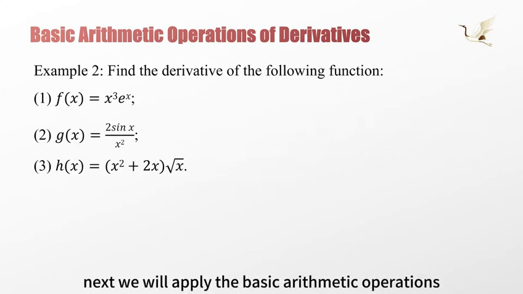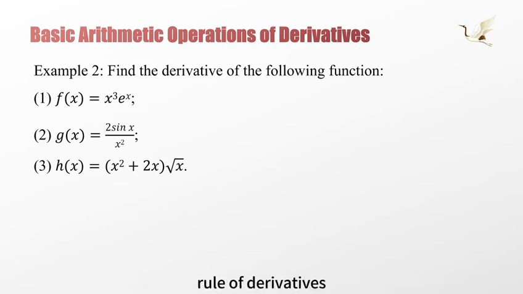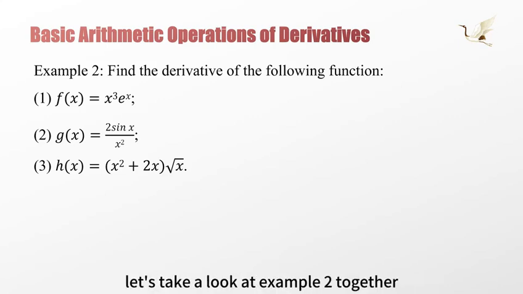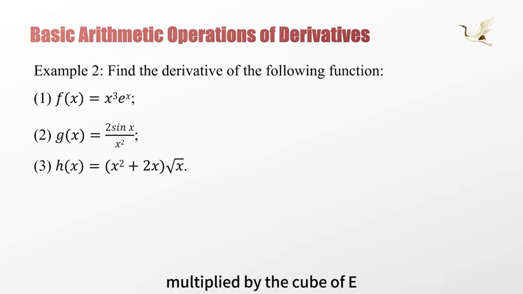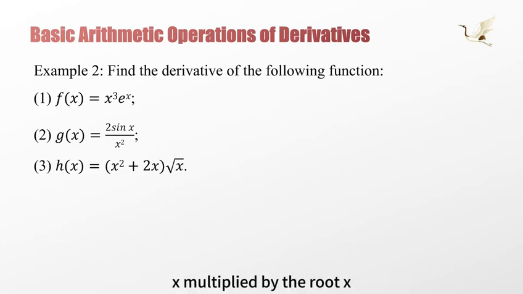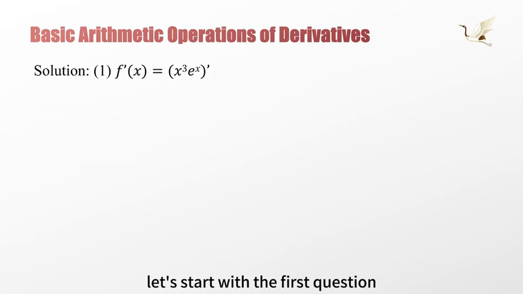Next, we will apply the basic arithmetic operation rules of derivatives to find the derivatives of several functions. Let's take a look at example 2 together. The first question is that f(x) is equal to x cubed multiplied by e to the x. The second question is that g(x) is equal to 2 sin x divided by x squared. The third question is h(x) equal to x squared plus 2x, multiplied by the square root of x. Let's start with the first question.